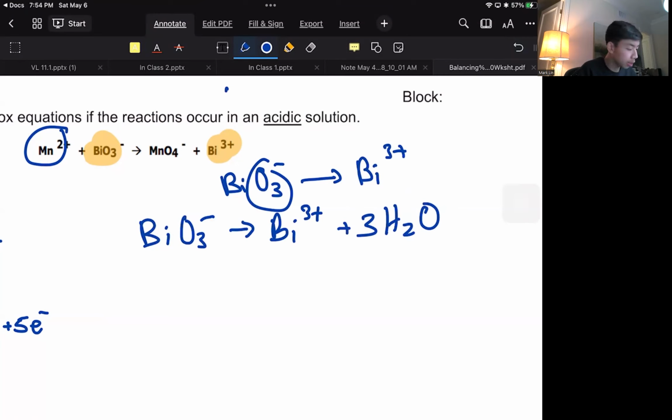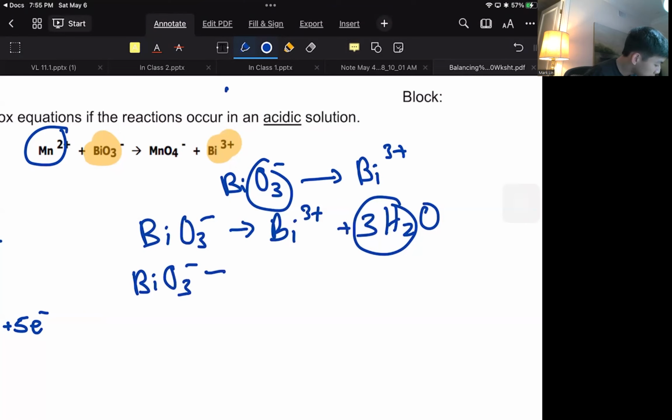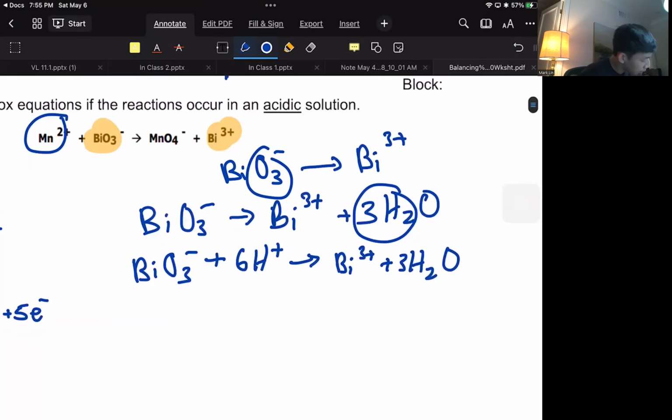Sweet. All right, now look, there are 6 hydrogens here. There's no hydrogen on the reactant side, so we need to add 6 hydrogens to the reactant side. BiO3 minus plus 6 hydrogens goes to Bi3 plus 3 H2O. Okay.